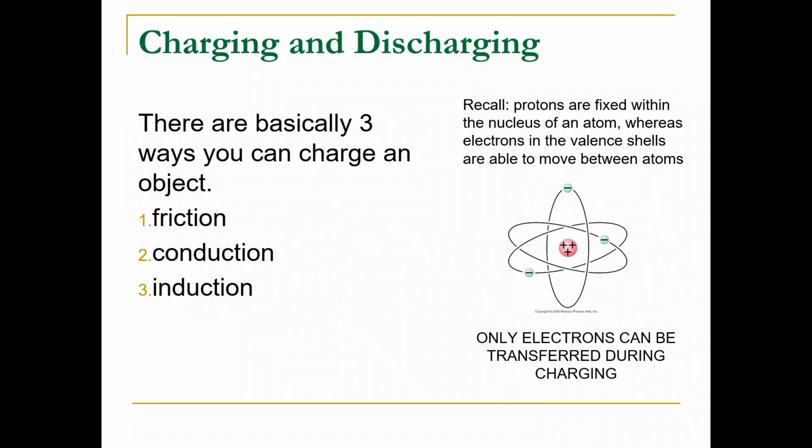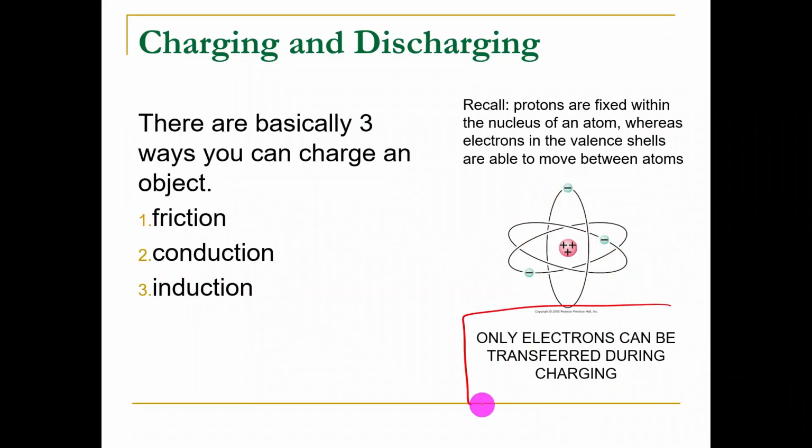Now, how do objects become charged? So atoms are basically neutral. They have the same number of protons and electrons. It is possible to transfer electrons away. And there's three things that we can do. We can do that by friction, conduction, or induction.